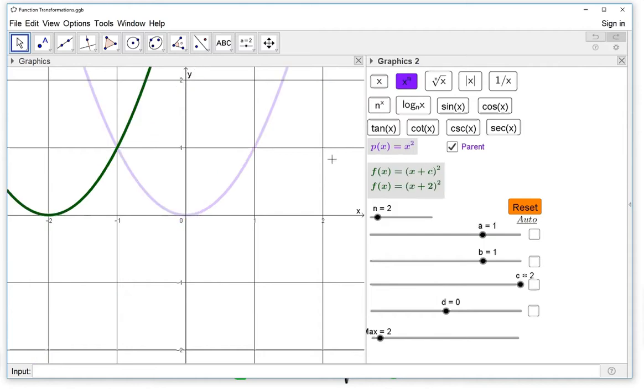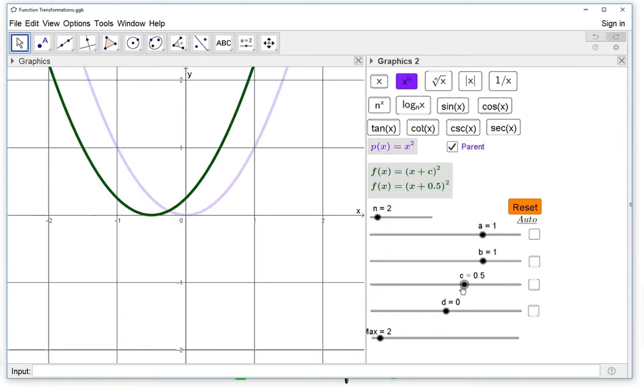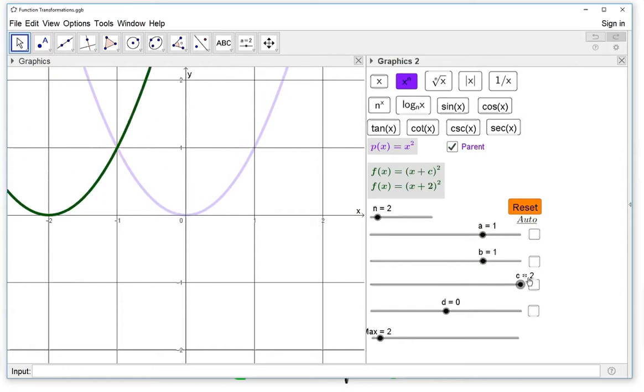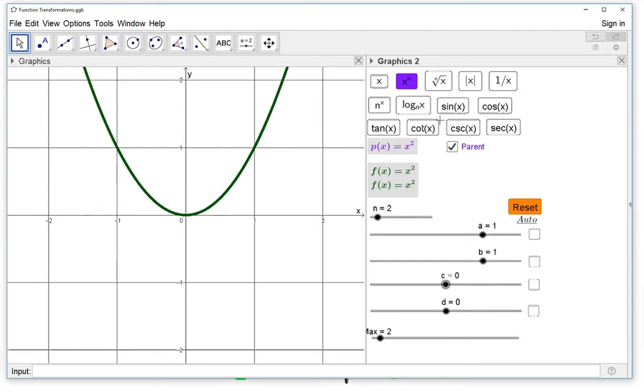Right, let's look at f of x equals x squared. Again, we see that when we make c equal to 2, the green function f of x moves 2 to the left from the parent function x squared. So again, why does it move 2 to the left if c is positive 2? Again, we're going to find that out in this lesson.